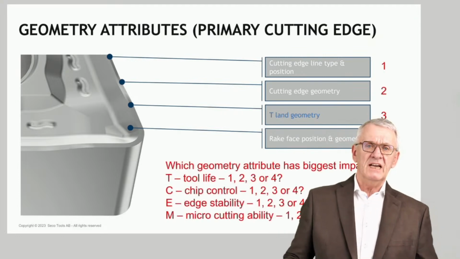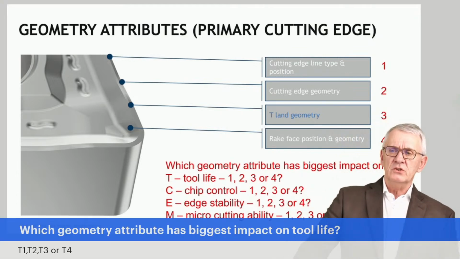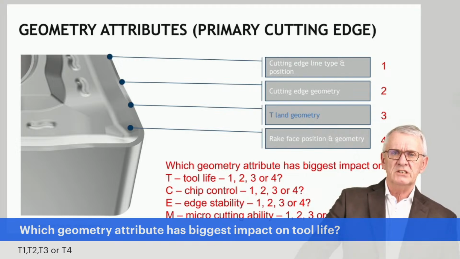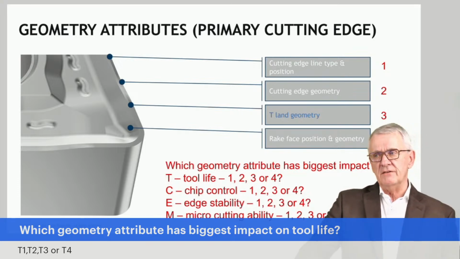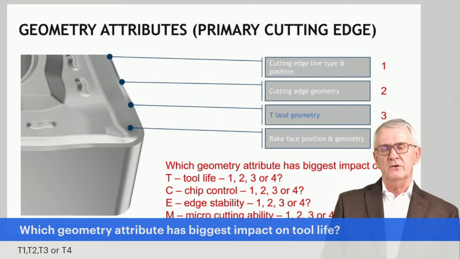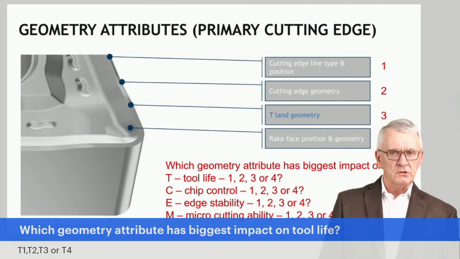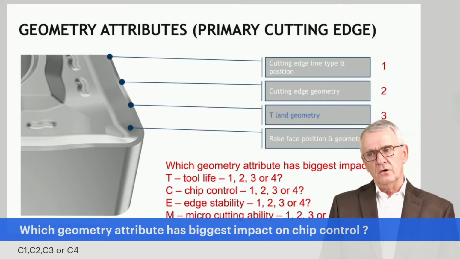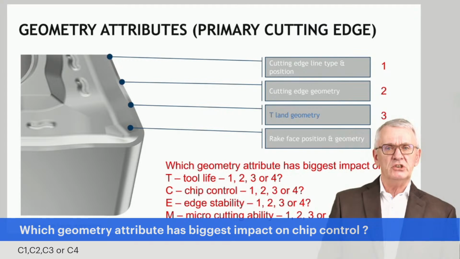Perhaps interesting, again, what is your opinion? What we want to influence with cutting geometries is tool life, chip control, edge stability, and micro-cutting ability. The question is, out of these four attributes: cutting edge line, type and positioning; cutting edge geometry; T-land geometry; and rake face positioning and geometry, which of these four is the main one that will influence tool life? Which is the main one that will influence chip control? Which will mainly influence edge stability?